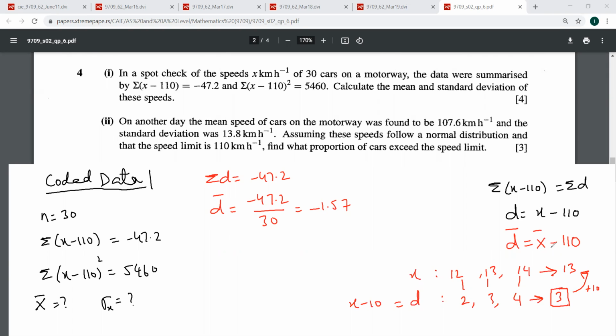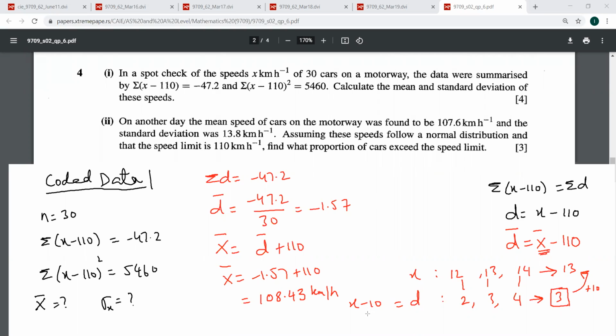And if you want to find the actual mean, the mean is going to be the mean of the coded data plus 110. So this way, the mean is going to be minus 1.57 plus 110. So how much is this? That is 108.43 kilometers per hour. Please use your calculators quickly. So this is the mean. We have the mean over here. Okay? Are you using your calculator, children? Yes, sir. Okay.